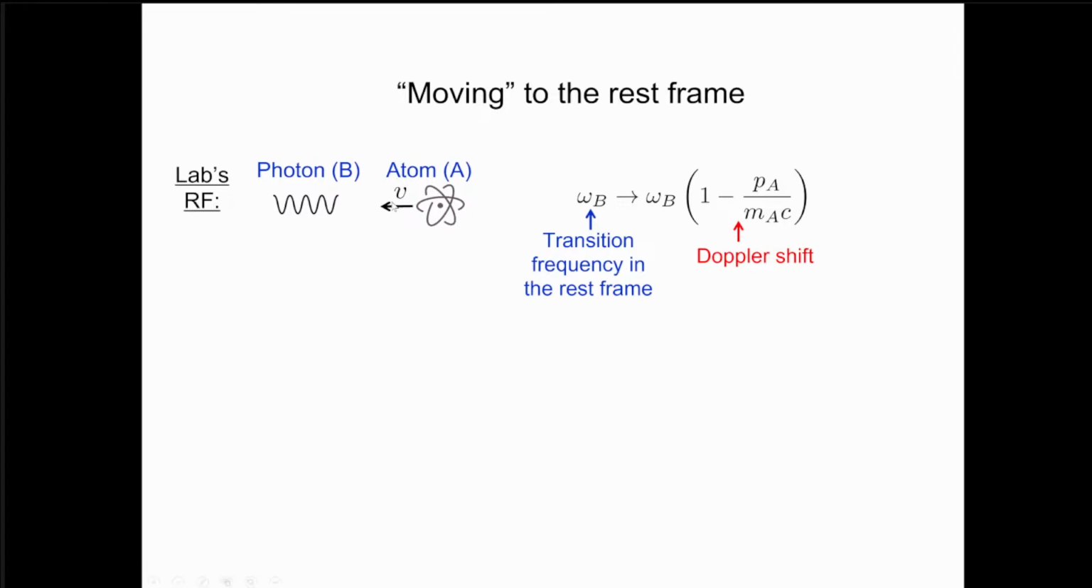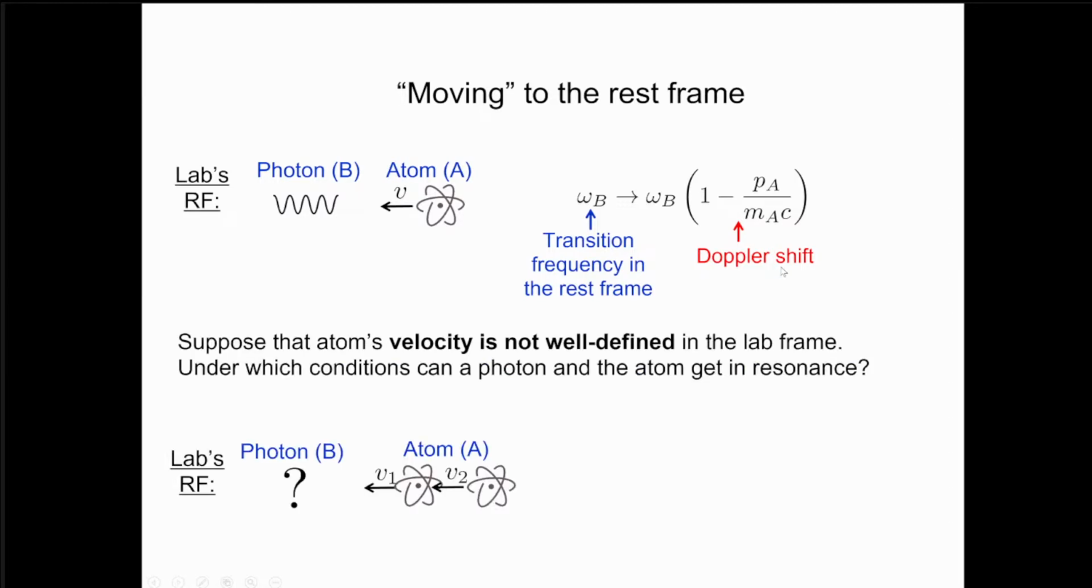Well, if the transition frequency in the rest frame is omega b, then the Doppler shift induced tells us that we should tune the photon frequency such that the photon frequency matches this omega b, which was the transition frequency in the rest frame, times 1 minus the velocity of the atom divided by c. And now we have the problem.